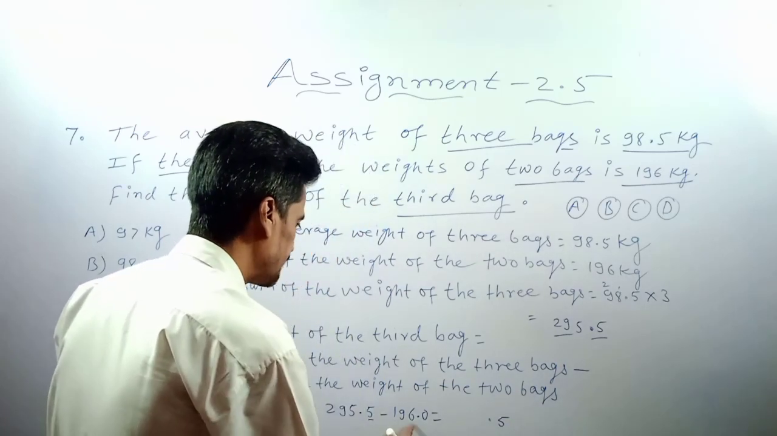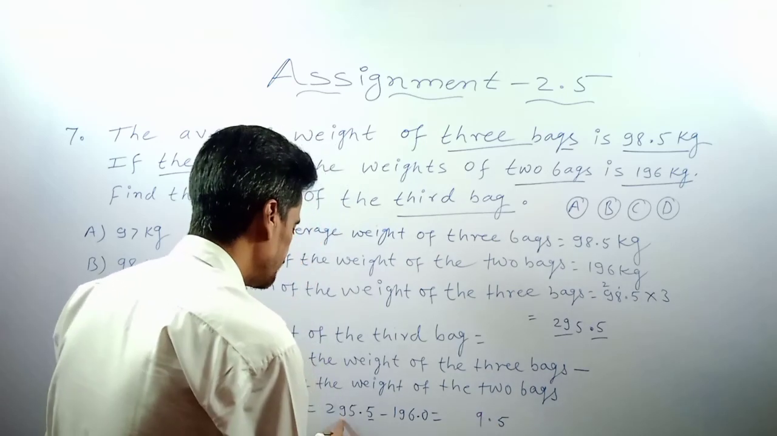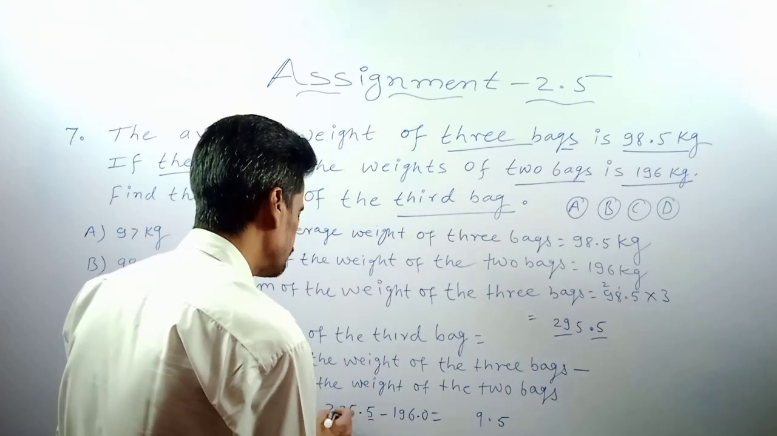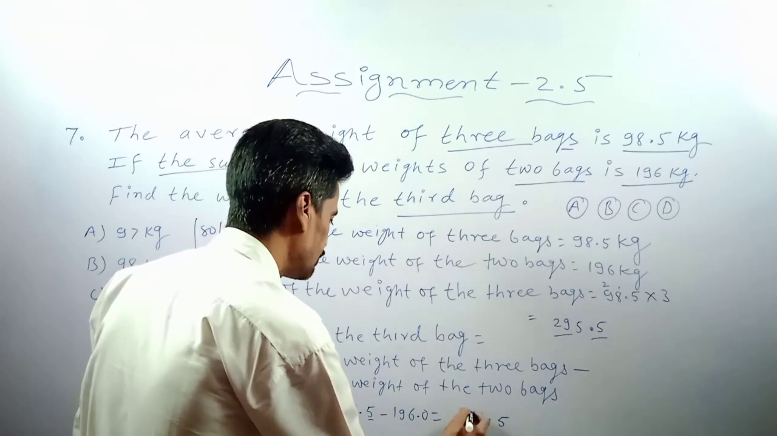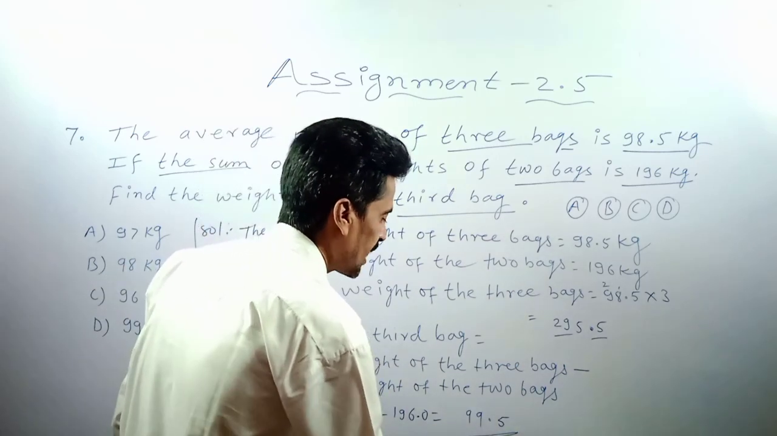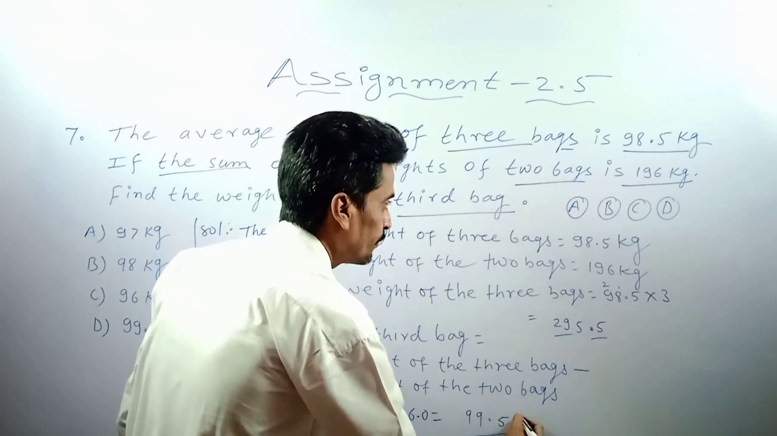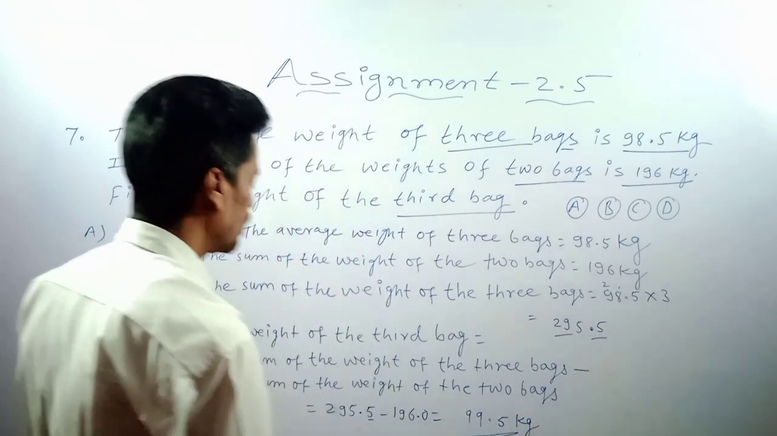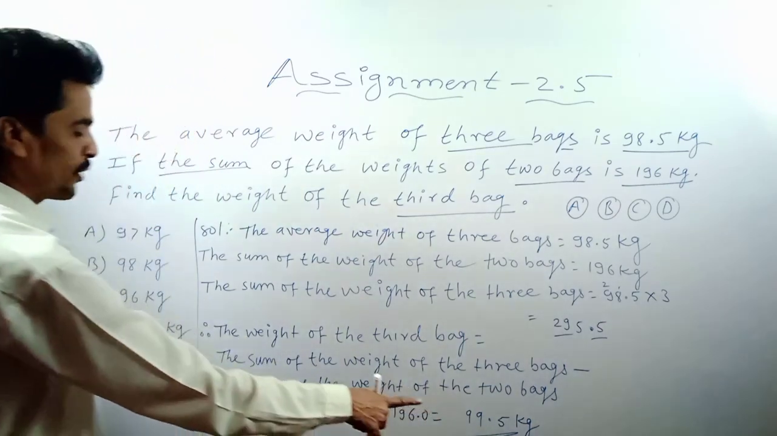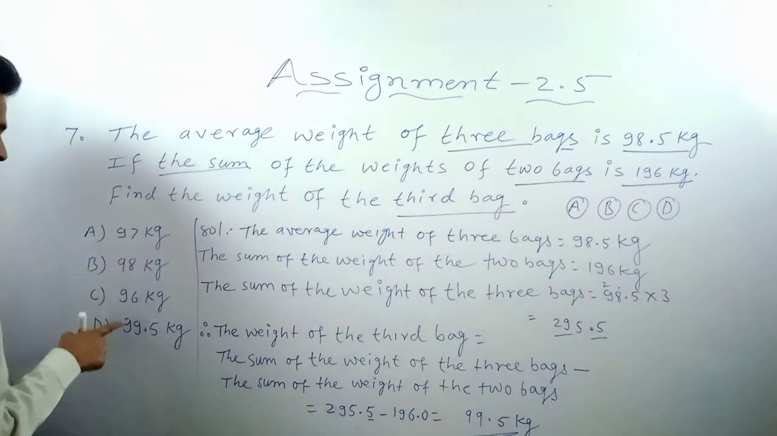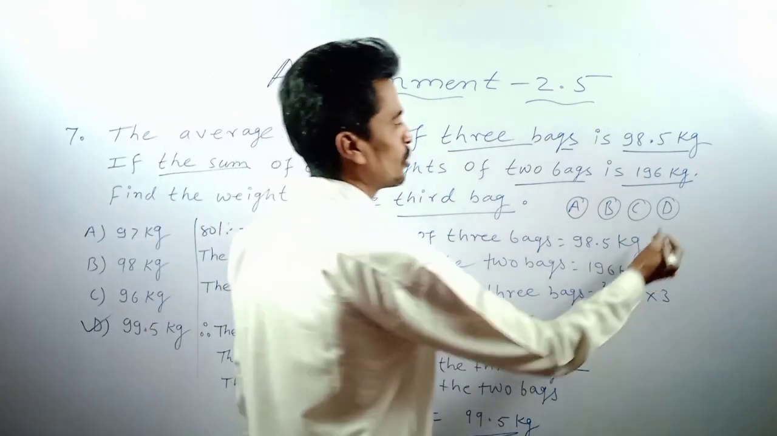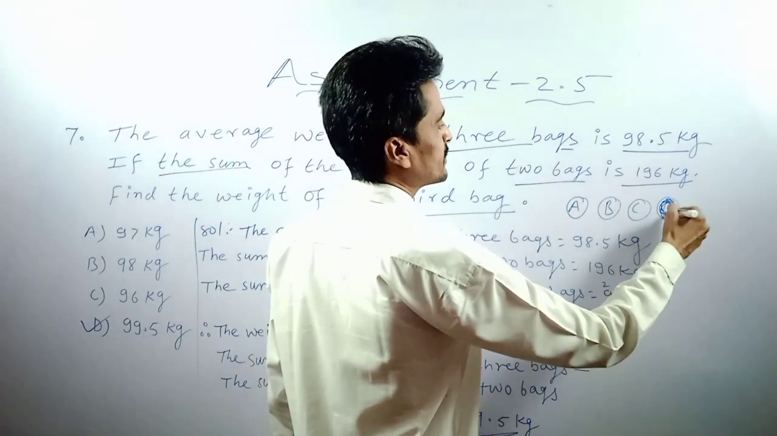15 minus 6 is 9. From here we have borrowed 1, 8 remain. 8 minus 9 we cannot do, that's why 18 minus 9 is 9. When we borrowed 1, 1 minus 1 is 0. 99.5 kg is the weight of the third bag. Option number D, so I am coloring option number D very well, because it is our correct answer option.